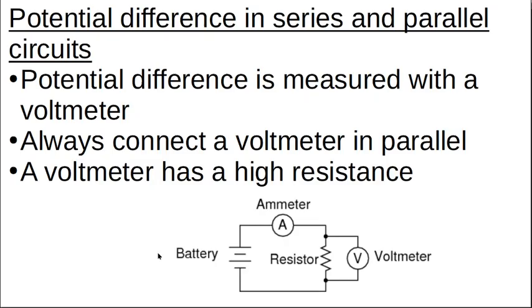Okay, now we're going to have a closer look at current and potential difference in series and parallel circuits. So what do we know about potential difference? We have to measure it with a voltmeter. We measure it in volts. A voltmeter is connected in parallel, and a voltmeter always has a high resistance.